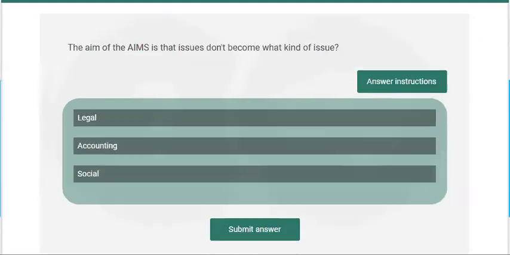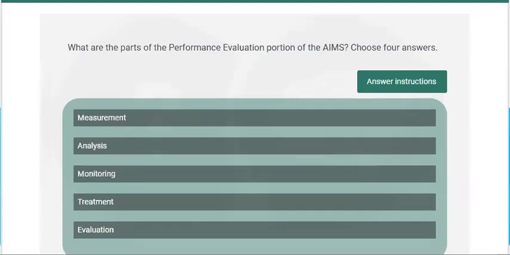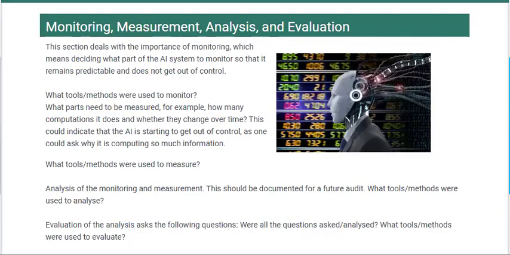Monitoring, measurement, analysis, and evaluation. This section deals with the importance of monitoring, which means deciding what part of the AI system to monitor so that it remains predictable and does not get out of control. What tools/methods were used to monitor? What parts need to be measured, for example, how many computations it does and whether they change over time. This could indicate that the AI is starting to get out of control, as one could ask why it is computing so much information. What tools/methods were used to measure?